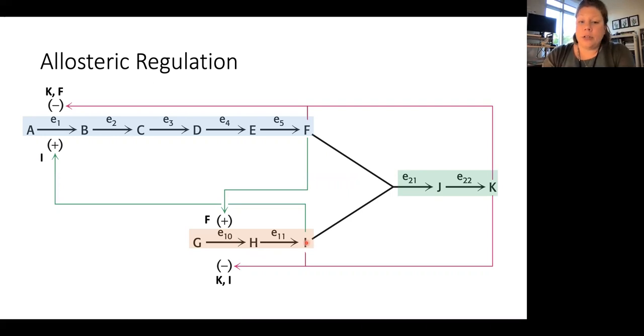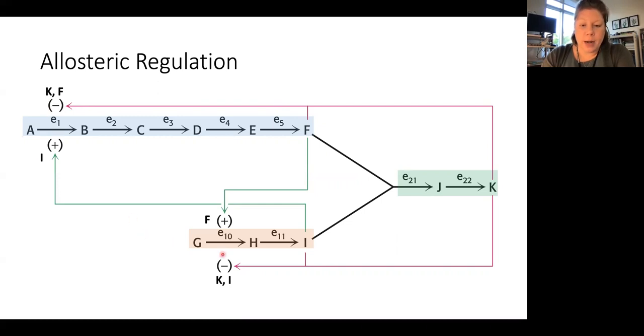Let's think about, I would like to just focus on this blue pathway at the top. A becomes B, becomes C, becomes D, becomes E, becomes F. You can see that F can feed back and negatively affect the activity of the first enzyme in the pathway. This is just like what we just saw with isoleucine. The final output of the pathway can negatively feed back on that first committed step.